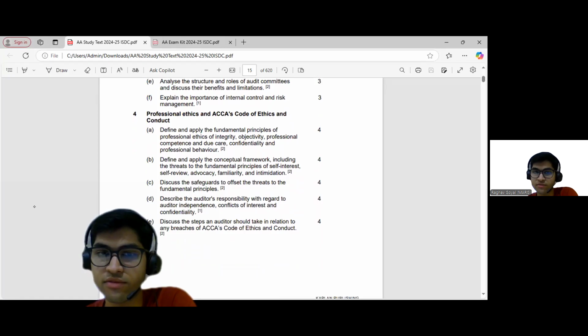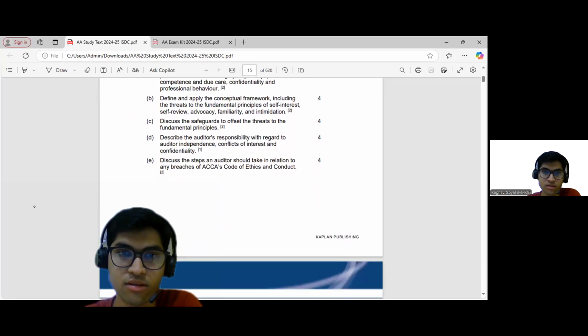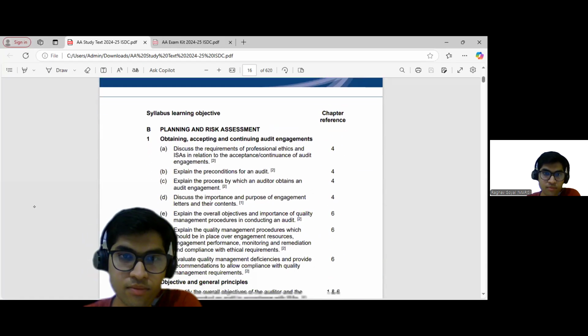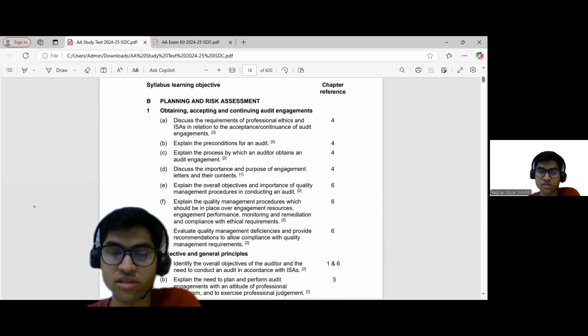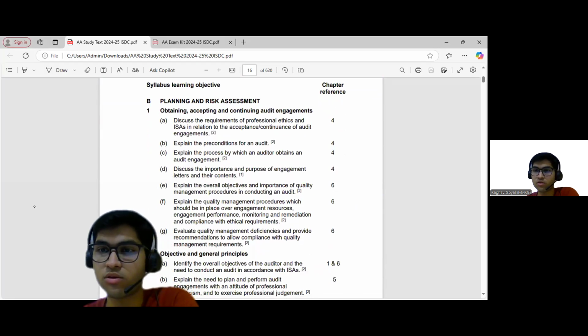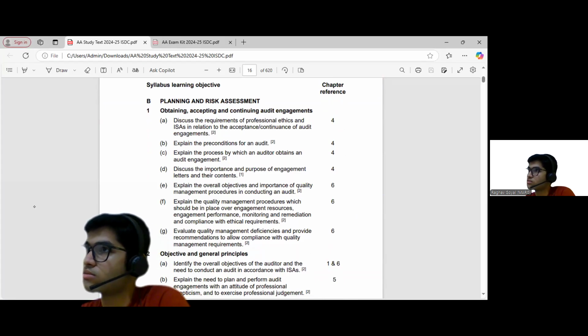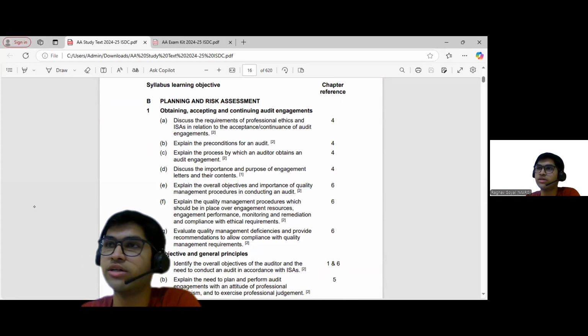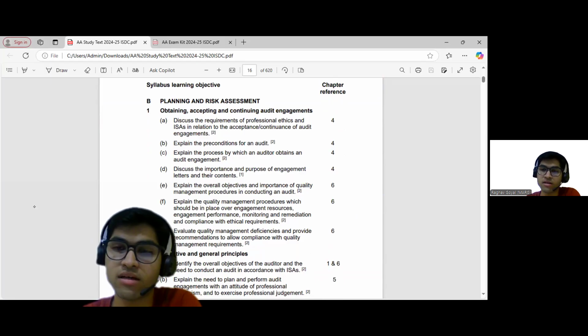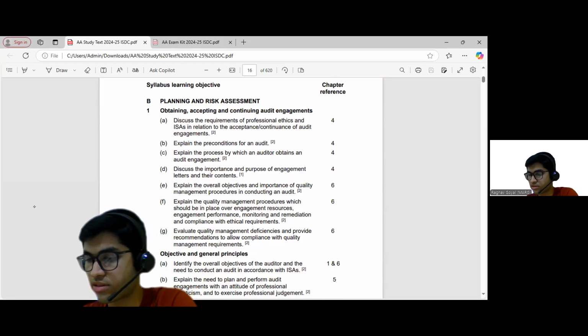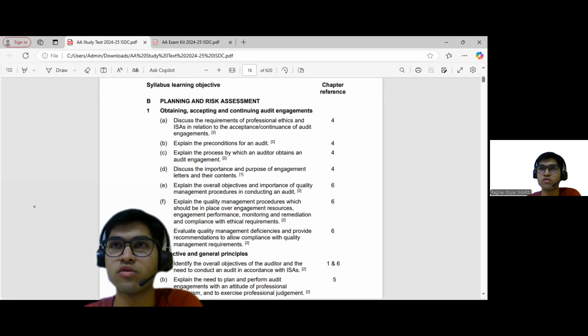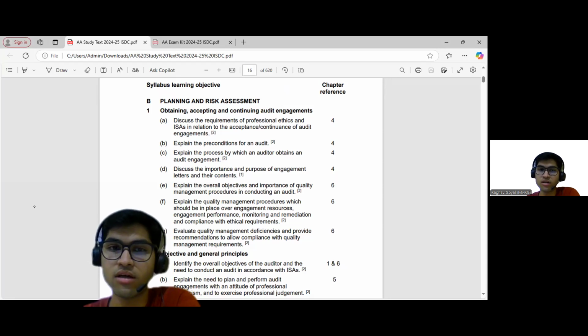Then we also have certain planning and risk assessment procedures which we need to follow. You can't just sign the audit report like that and do the procedures without any planning. So the first important step would be planning and risk assessment of the entity you're auditing.